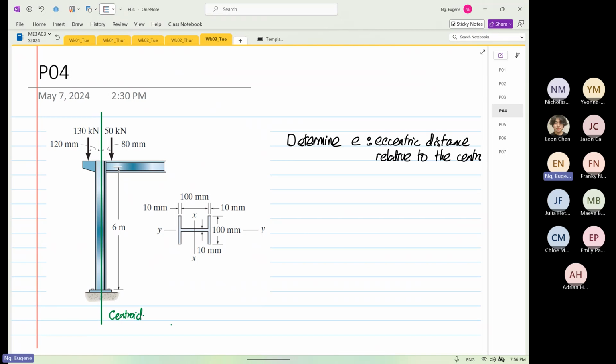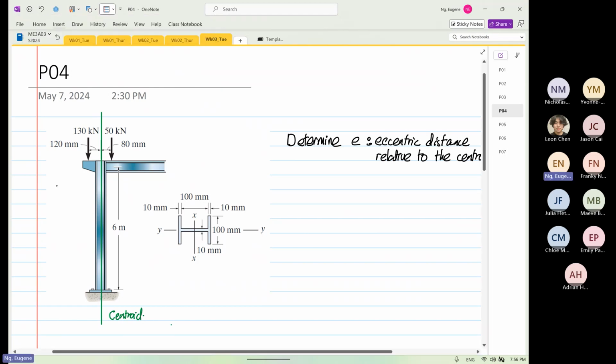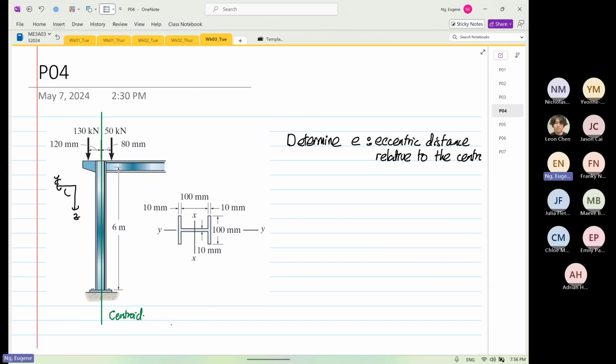Okay, so I'm going to sketch the axis or transformation. So this is Y, this is Z, this is rotation about X. So I'm going to take a moment at this point over here. I'm going to call this point A. So we are going to determine our moment about our x-axis at point A. And this will be equal to 130.